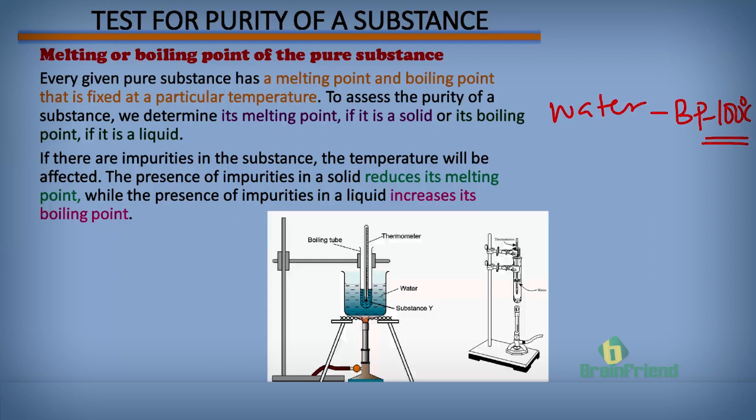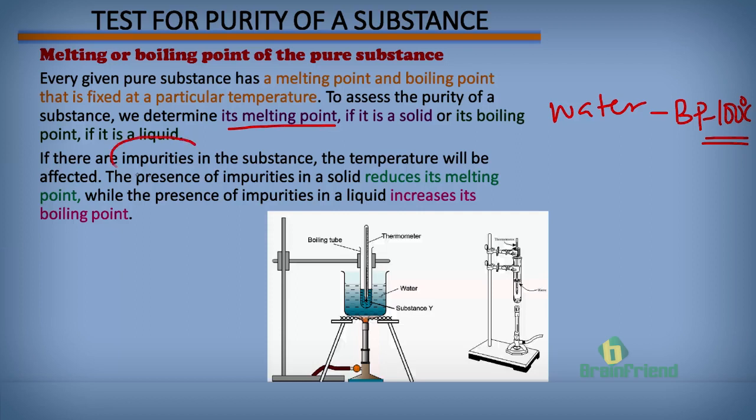Now, to assess the purity of a substance, we determine its melting point if it's a solid substance, or its boiling point if it's a liquid substance. So if the substance we want to know the purity of is a solid, we check for its purity by determining its melting point. But if that substance is a liquid, we test for its purity by determining its boiling point.